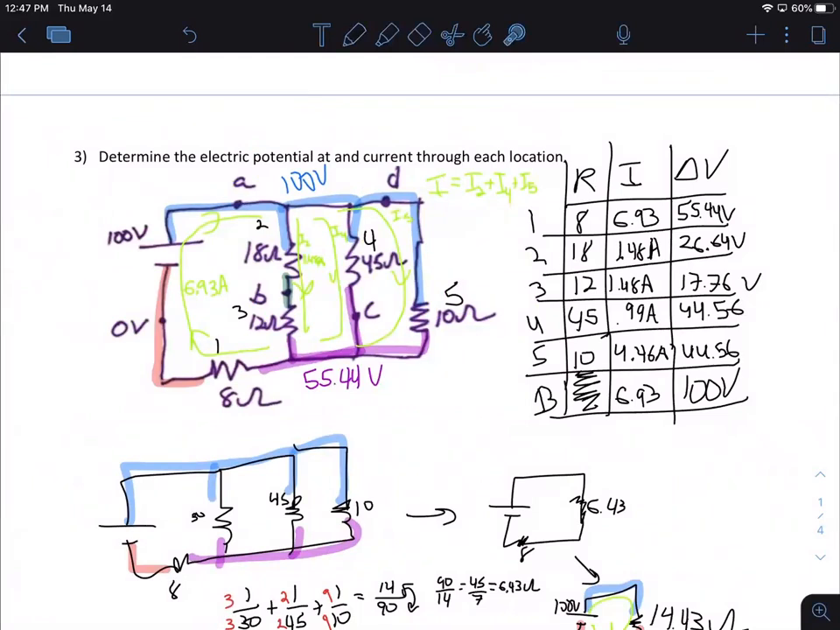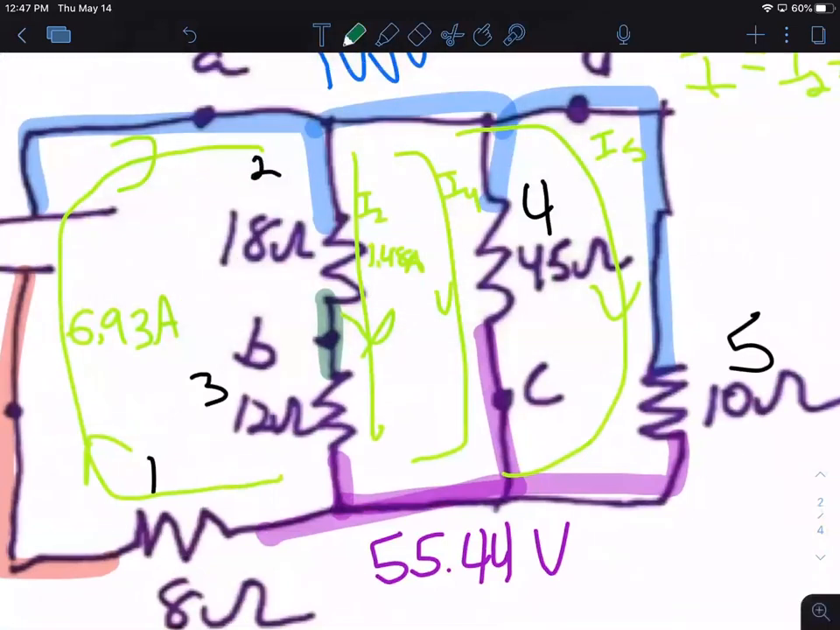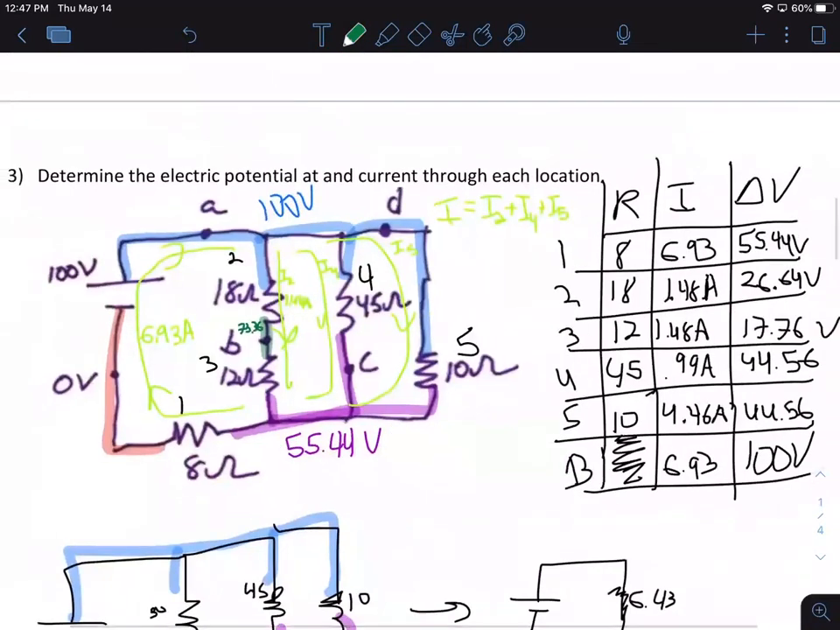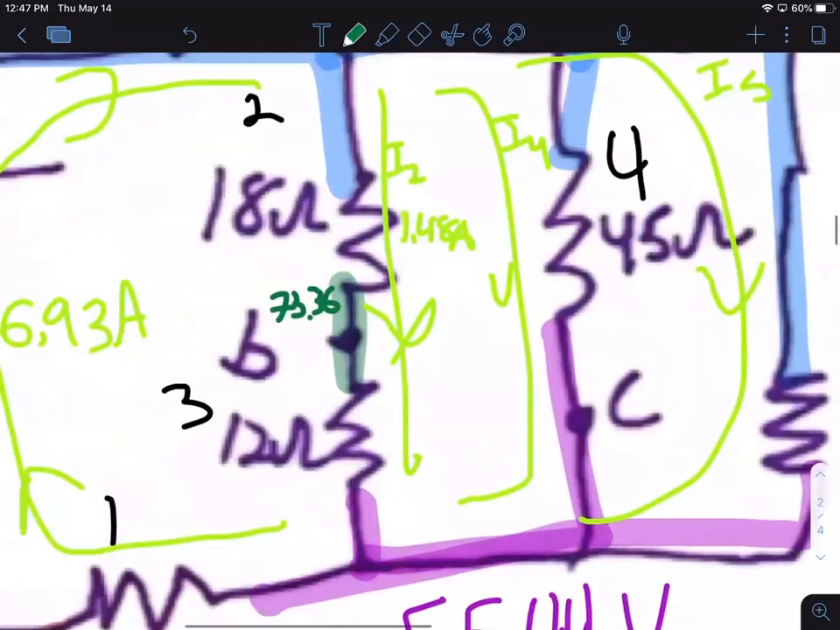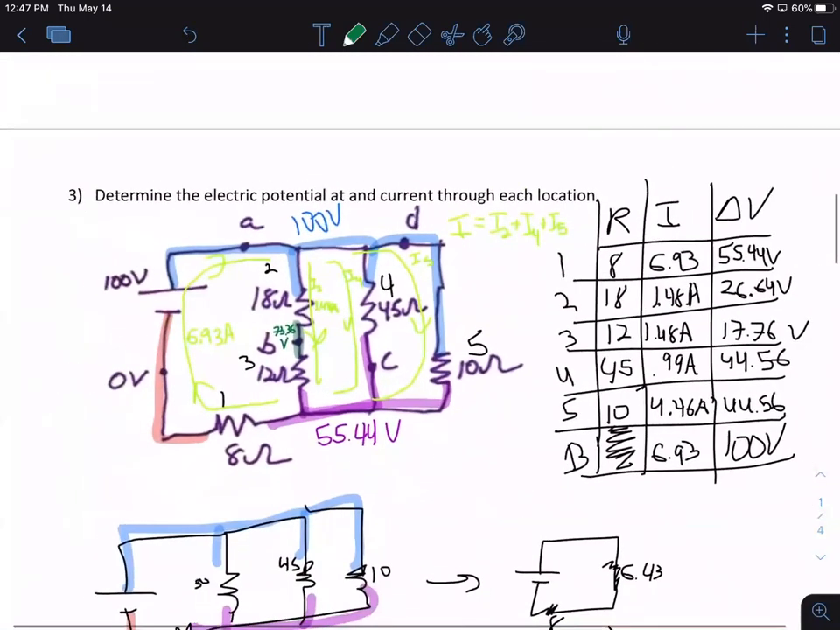Oh, I guess I can figure out what this green area is. The 18 ohm dropped by 26.64, so I was at 100. I lost 26.64, 73.36 volts here. Need to write really small here, so it'll be hard to do on paper. I'll try to make the circuit pictures bigger in the future. Make sure if you're doing this on paper, you can write on these with enough space.